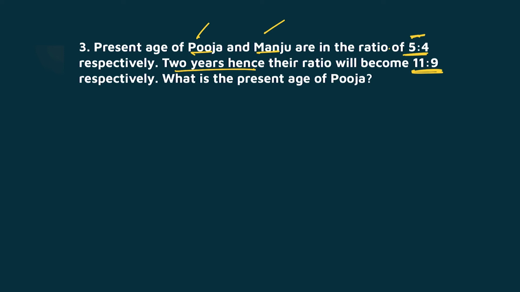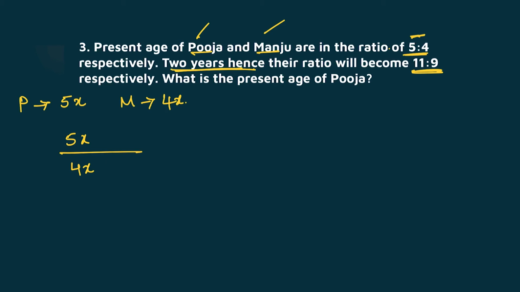So the present age is given in the form of a ratio. So the present age of Pooja, let's take it as 5x, and the present age of Manju is 4x. So we know if the numbers are given in the ratio form, it obviously will be in division form. So 5x by 4x.